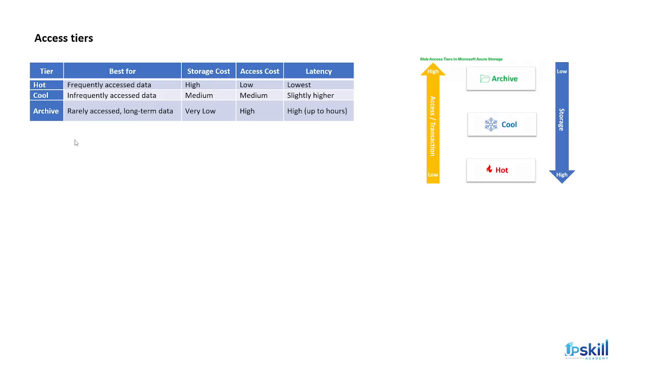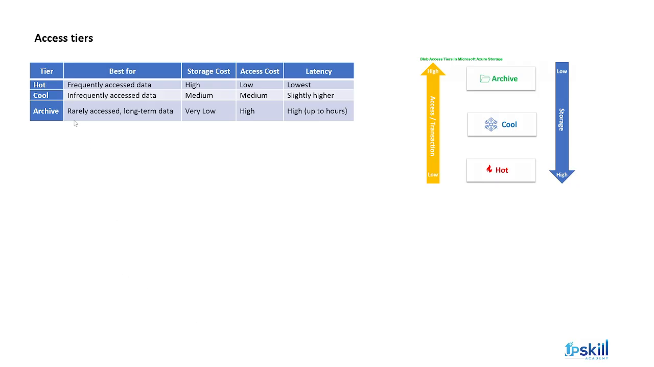All right, now coming to the cool access tier. Rarely used but still needed data, or infrequently accessed data, you can save into the cool access tier. The storage cost is medium compared to the hot access tier, the access cost is medium, and the latency is slightly higher. Let's take an example. A bank customer's account statement from 6 months ago, not a recent statement, can be saved into the cool access tier. We are not accessing it every day, but it might be needed during an audit or a request.